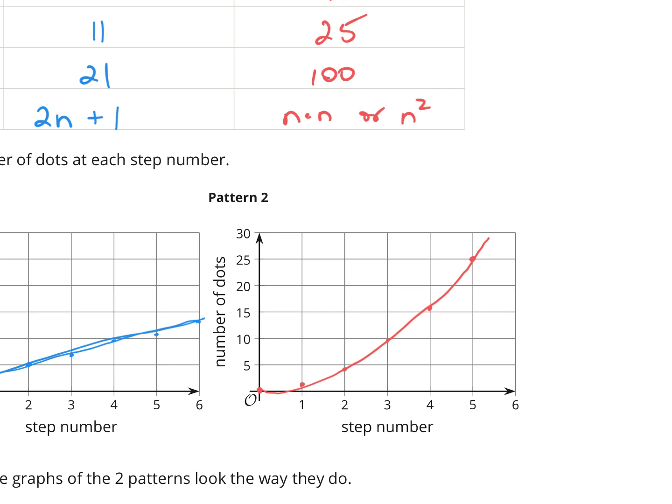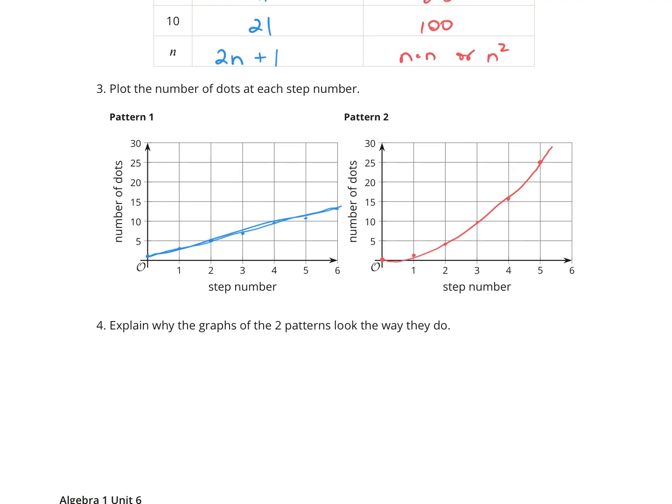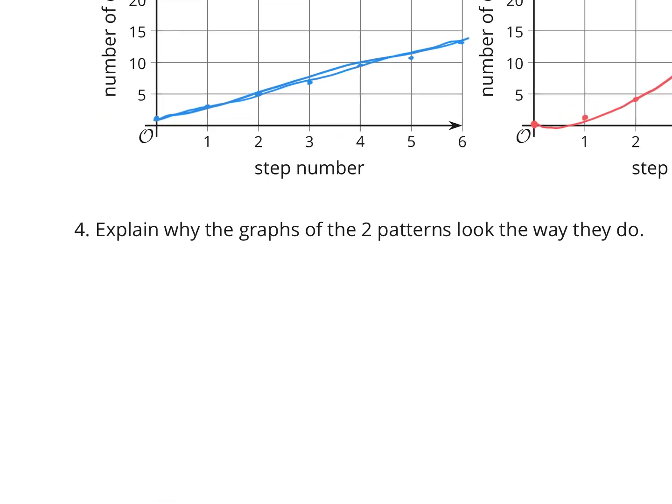So hopefully you've recalled back to when we looked at the 3 different types of functions that we would be focusing on this year. And we talked about linear, we talked about exponential, and there was one other one called quadratic. So hopefully by now you're making that connection to this pattern specifically. Question 4 says to explain why the graph of the 2 patterns look the way they do. The points representing the first pattern lie on a line because getting from one step to the next step involves adding the same number of dots, right? We talked about how that shows a linear relationship.